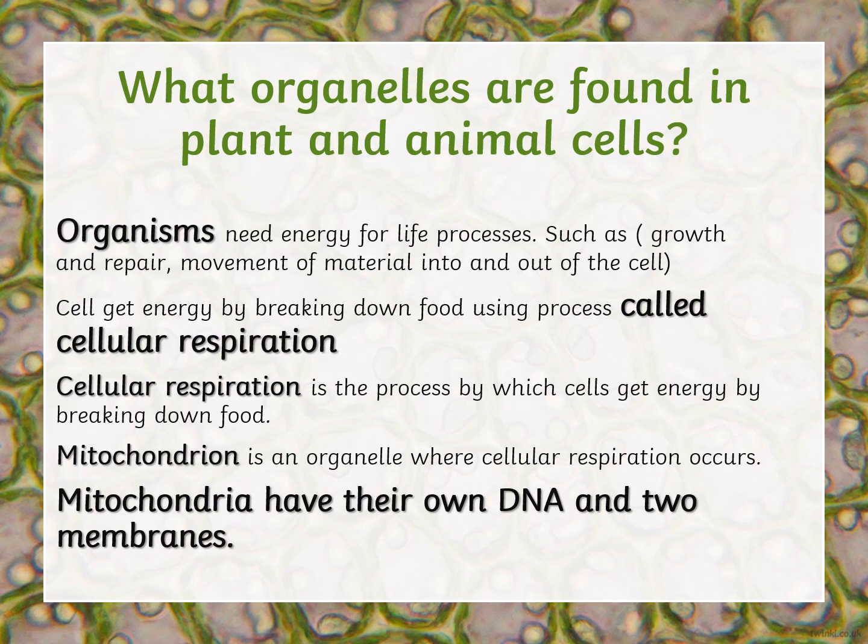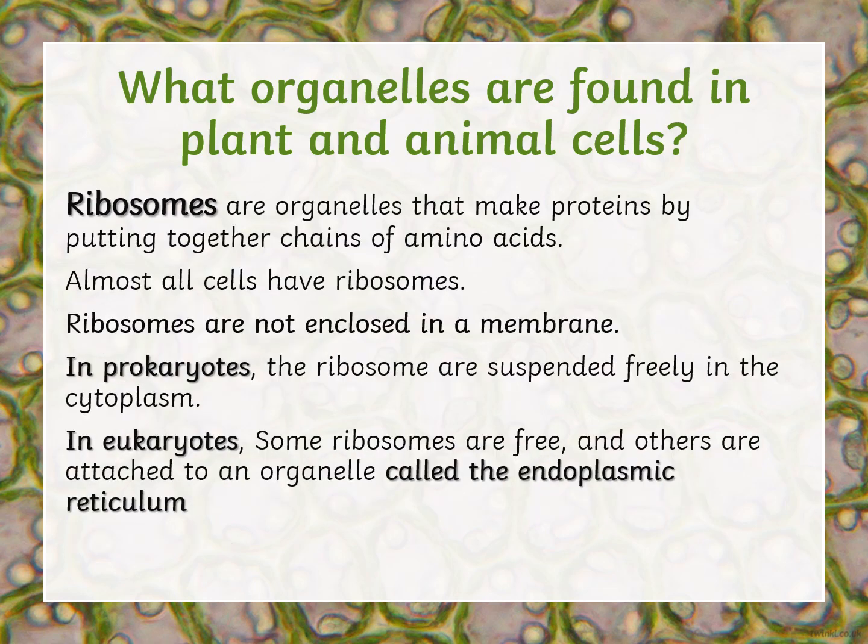Okay, after that we have parts common between the plant and animal cell. The mitochondria is an organelle where cellular respiration happens in plant and animal cells. The mitochondria have their own DNA and consist of two membranes. And then we will talk about the ribosomes. The ribosomes make proteins by putting together chains of amino acids. We all know that protein consists of amino acids. So the ribosomes are organelles that make protein by putting together chains of amino acids.